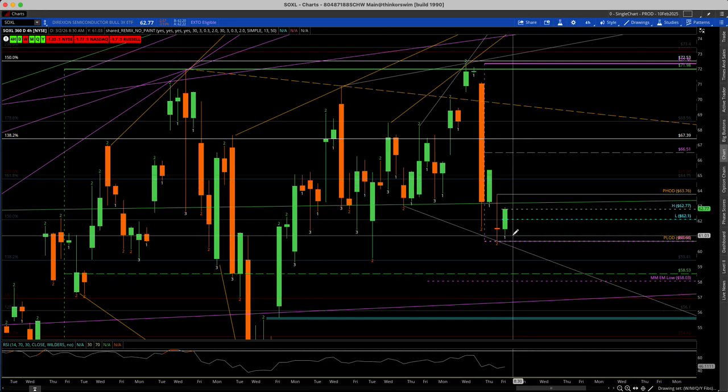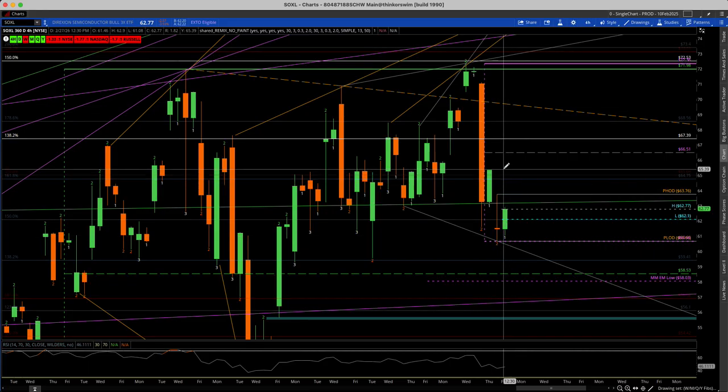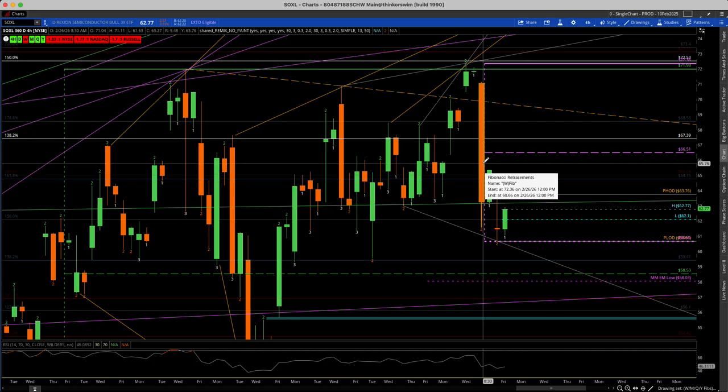Because of the 1, 2 down, 2 up magnitude, the target is not the high of the 1, but just the high of the candle to the left of the 1, right?